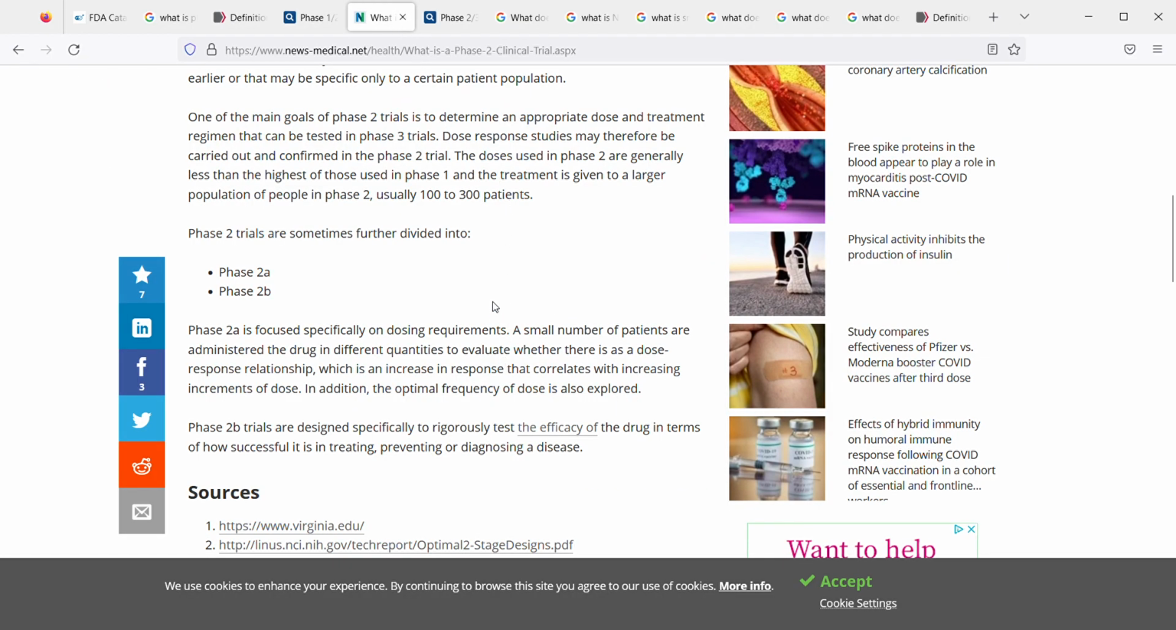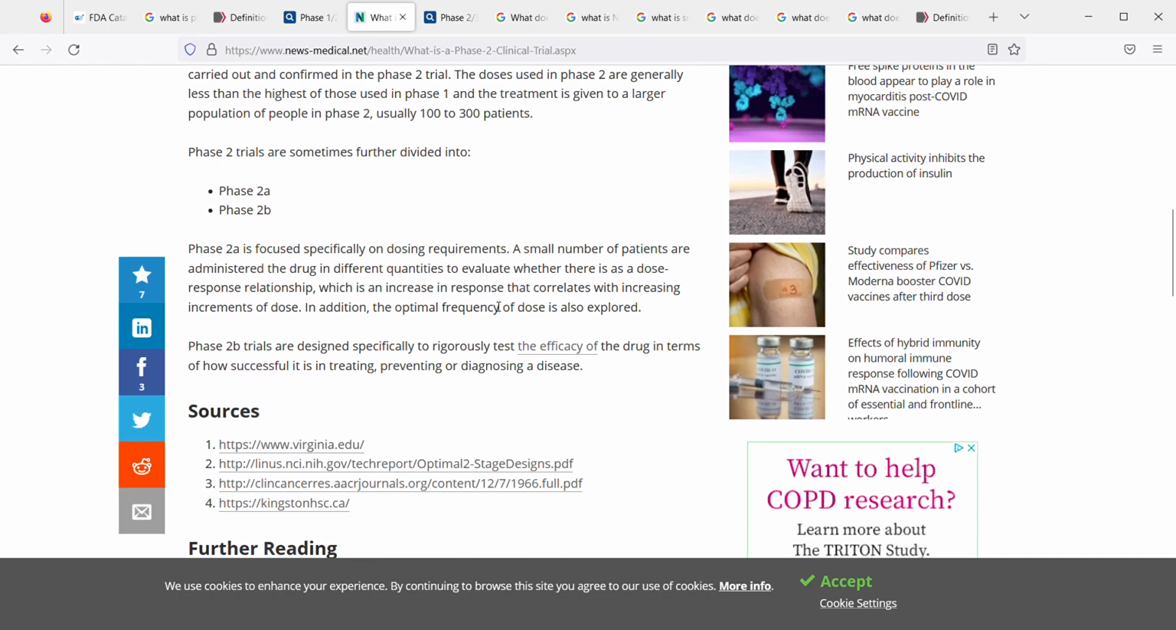Then phase 2A. What is phase 2A? That is focused specifically on dosing requirements. A small number of patients are administered the drug in different quantities to evaluate whether there's a dose-response relationship, which is an increase in response that correlates with increasing increments of the dosing, in addition to the optimal frequency of the dose is also being explored.